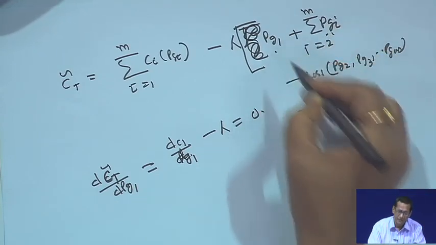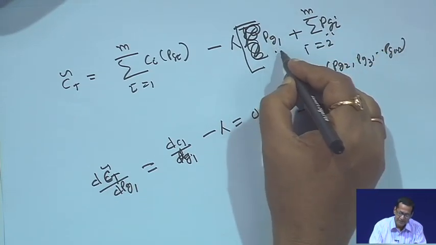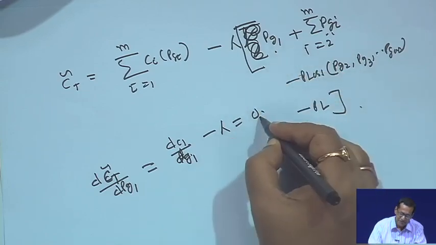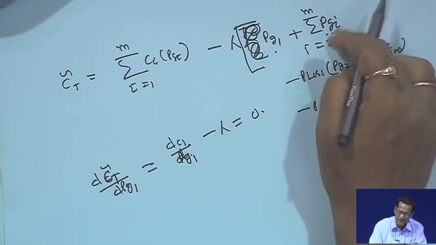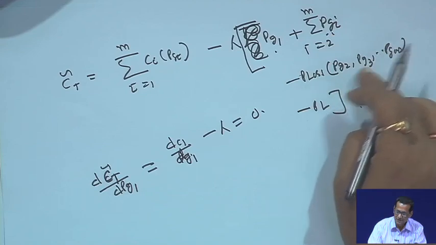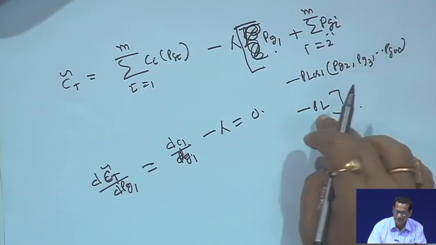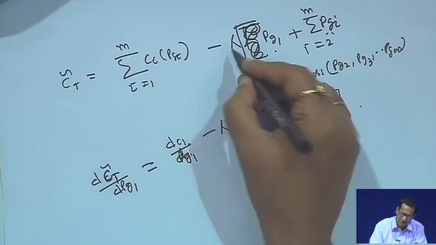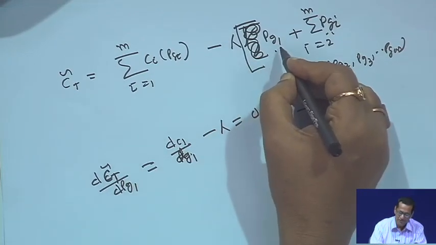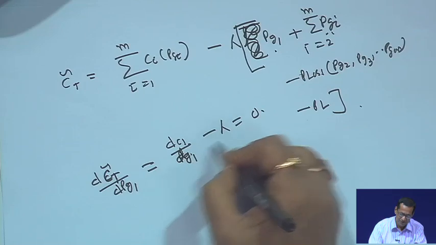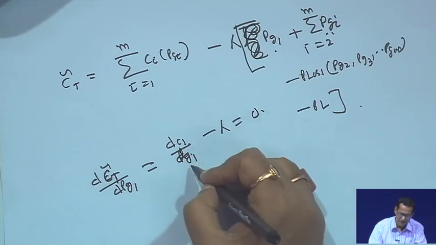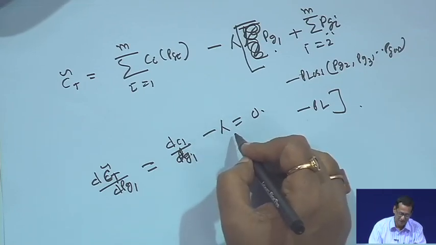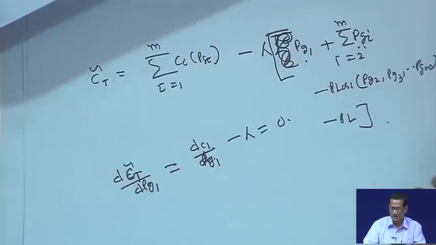So, only Pg1. If you take the derivative with respect to Pg1, the lambda will be there, but this is a function of Pg2 and this thing, this will be 0. This is also a function of Pg2, Pg3, so it will be 0, and the load is constant. So, all this derivative will be 0. So, it will be minus lambda into dC1 upon dPg1 minus lambda is equal to 0, that means dC1 upon dPg1 is equal to lambda.